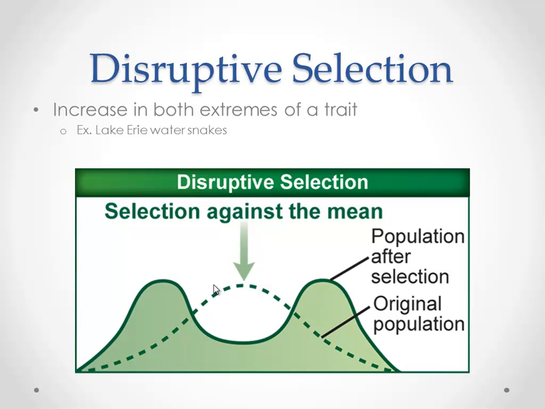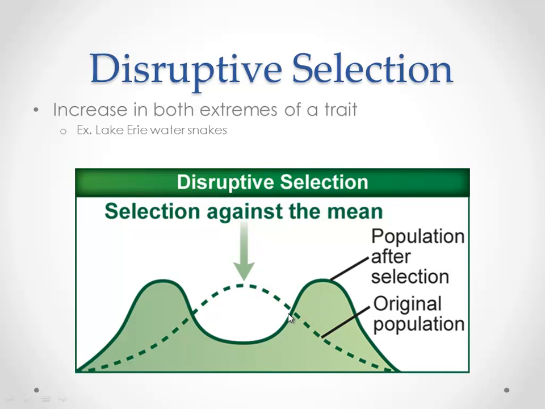The third type is a disruptive selection. This is where the two extremes are ideal and the average just doesn't cut it. An example of this are Lake Erie water snakes. Now, we have some snakes that have to have brown skin. They would be up here. We have other snakes, depending on where they live in Lake Erie, that have to have gray skin. They would be on the left side over here. And that suits their environment. So we have the gray skin and the brown skin.